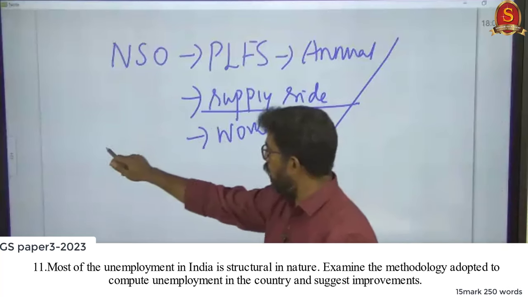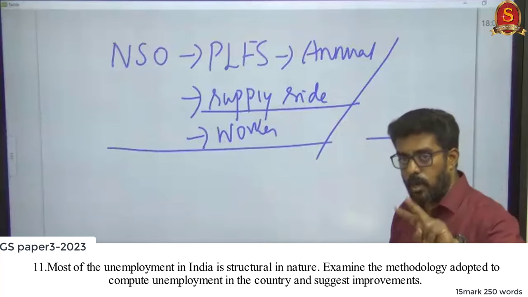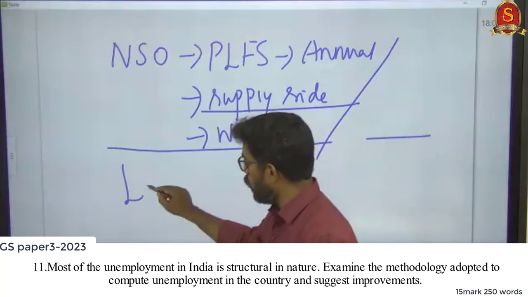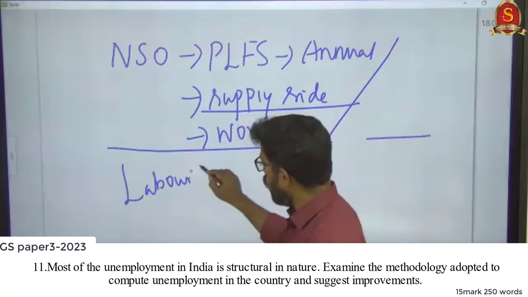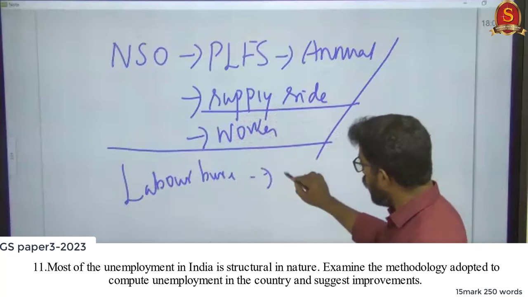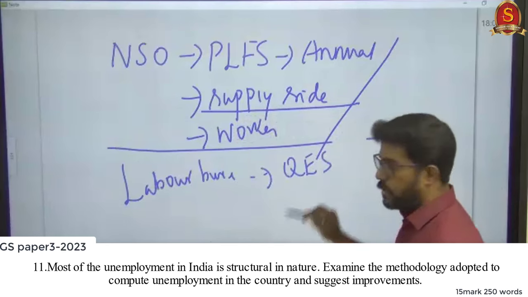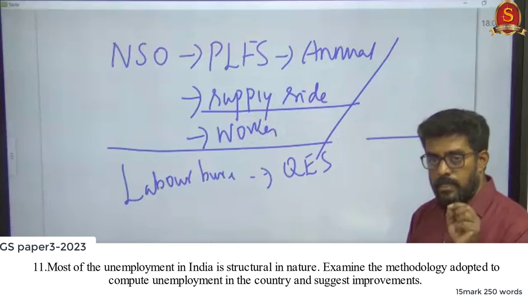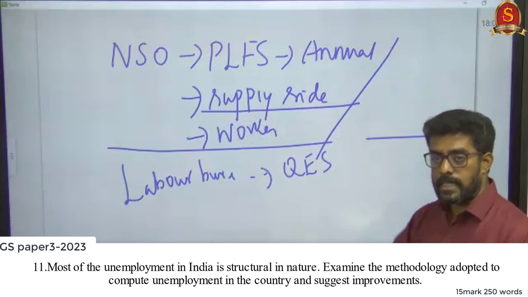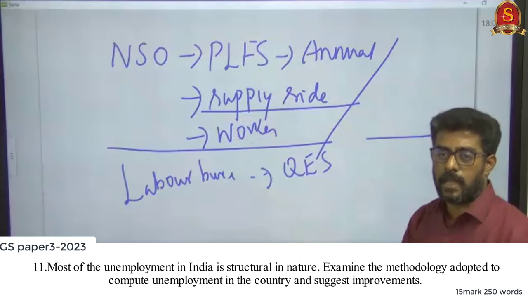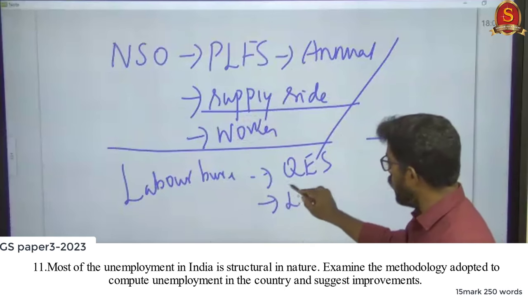NSO is releasing one data, and now recently one more data is released by the government. That data is released by the Labor Bureau. Labor Bureau is releasing one more data, which they have named the Quarterly Employment Survey. The speciality of this data is that it is not a supply side data. For the first time in our country, we are releasing data based on the demand side. This data is a demand side data.